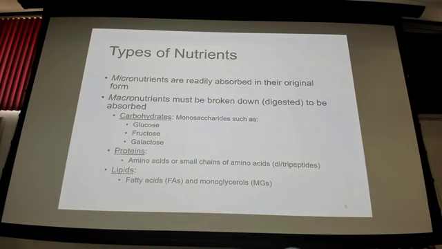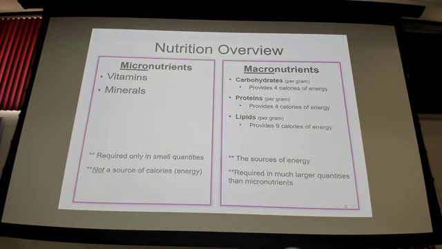Three major macronutrients: proteins, lipids, and carbohydrates. A monosaccharide, we can digest that. If we have a polysaccharide or a starch, we cannot unless it's broken down. You know that. Nothing that we're talking about that you don't already know.